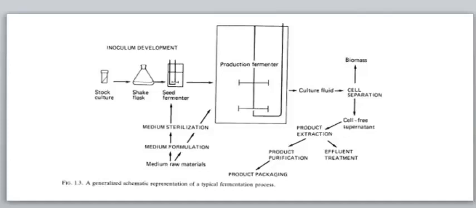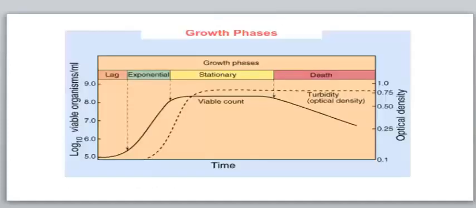Now, how does this process take place inside the fermenter? Now come to the fermenter, to see how microbes grow there. So there are basically 4 stages.